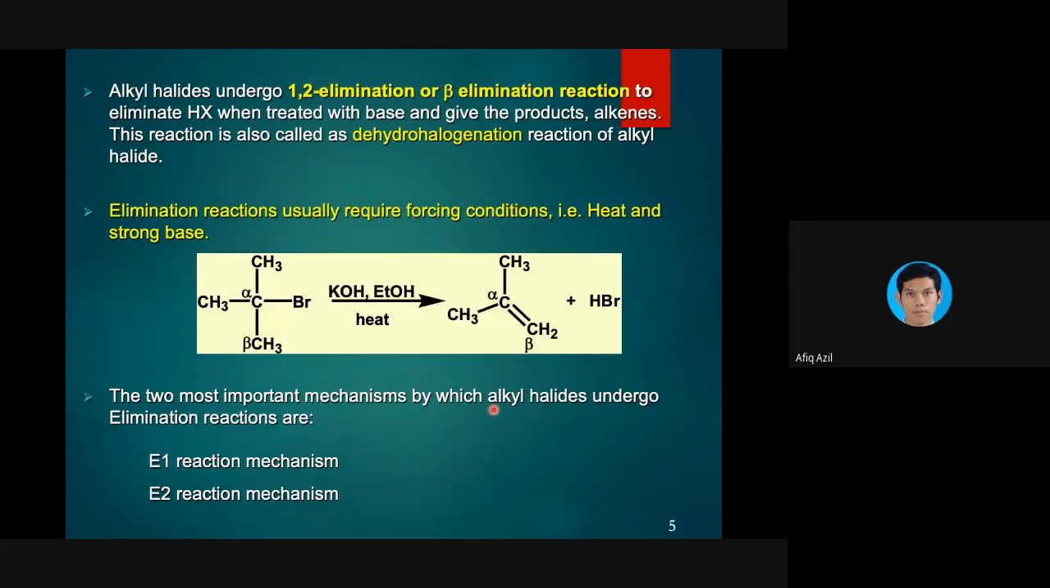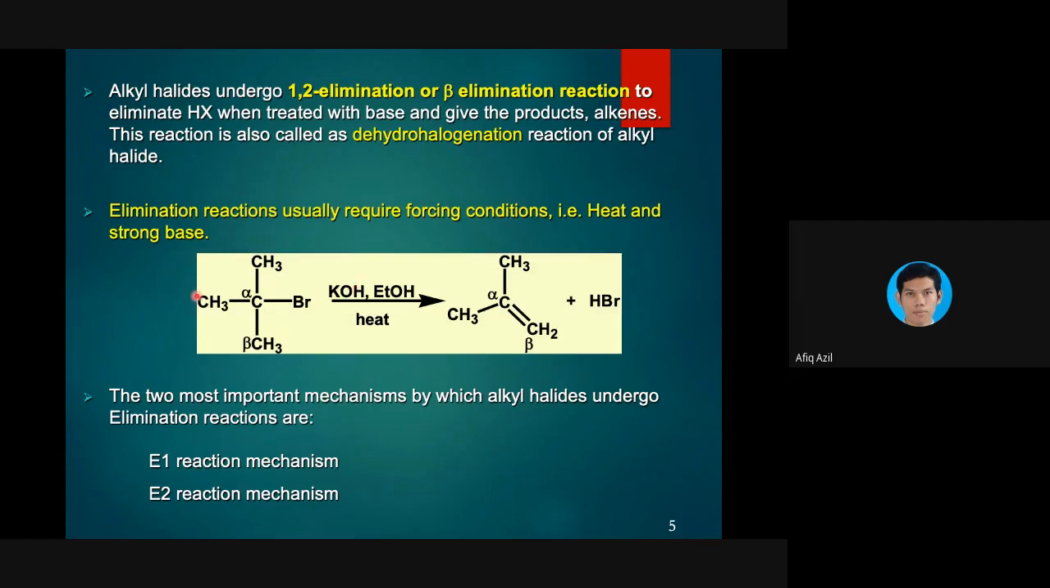So in this particular reaction, the dehydrohalogenation of alkyl halide or elimination of alkyl halide, the elimination occurs via the 1-2 elimination or the beta elimination. The elimination reaction usually requires forcing conditions. In other words, it must involve heat, which is a form of energy, and also a strong base. This strong base is also the nucleophile in the reaction.